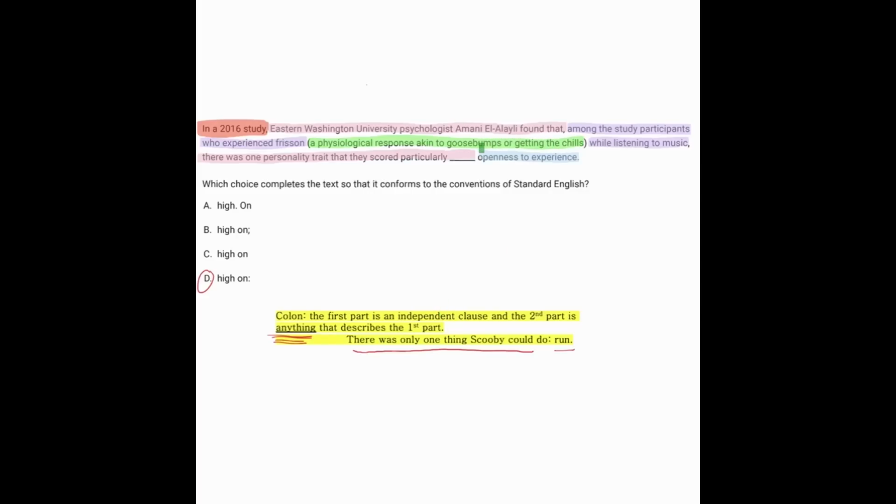So in pink, we have the independent clause, and in red, purple, and green, we have the modifiers, and in blue, we have the part that describes the first part according to the definition of a colon. So the answer here is D.